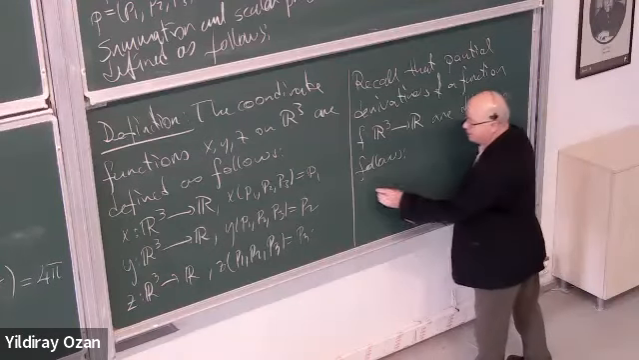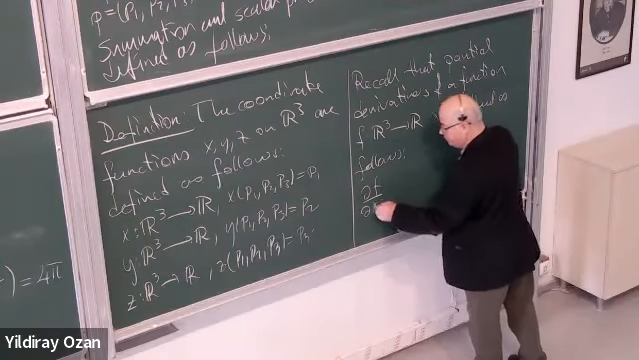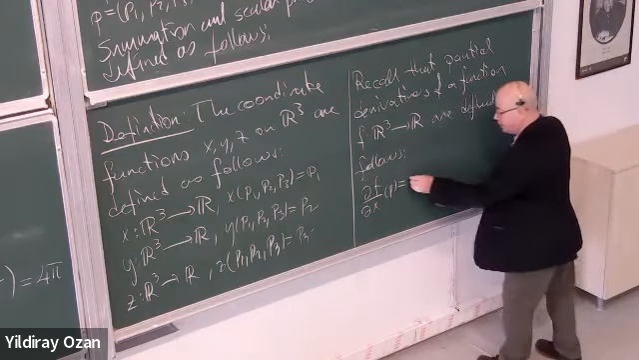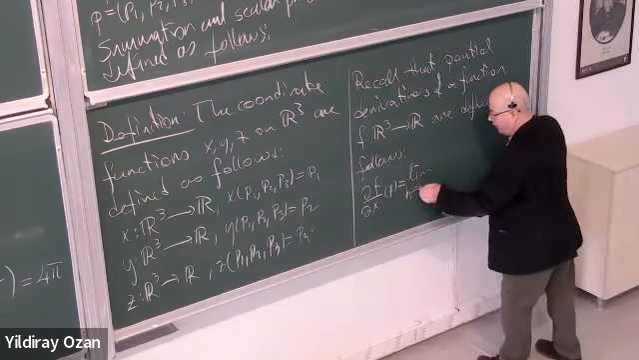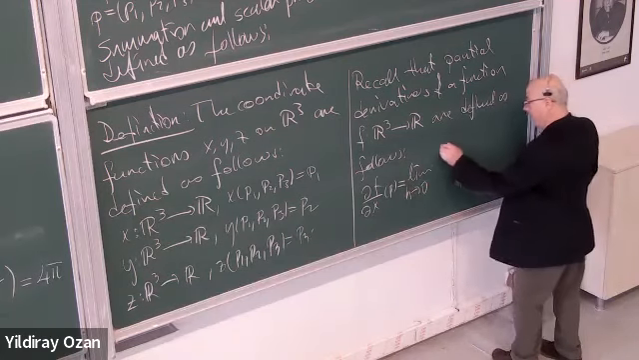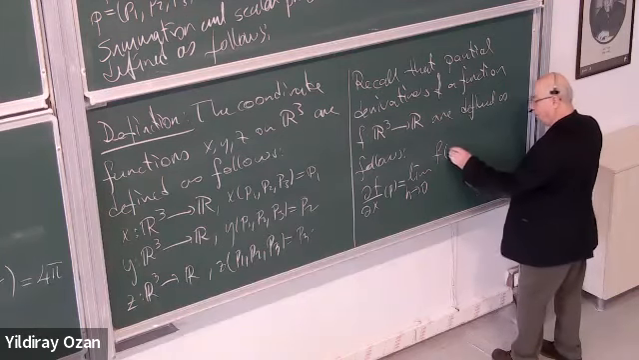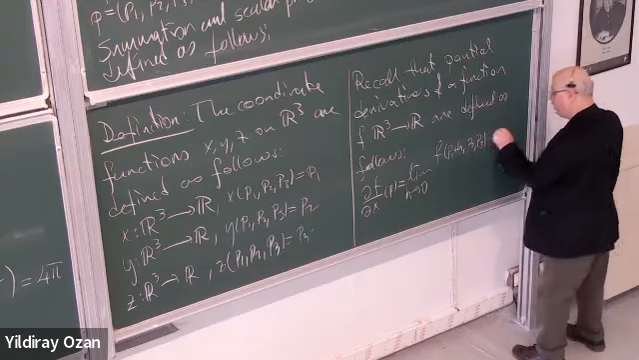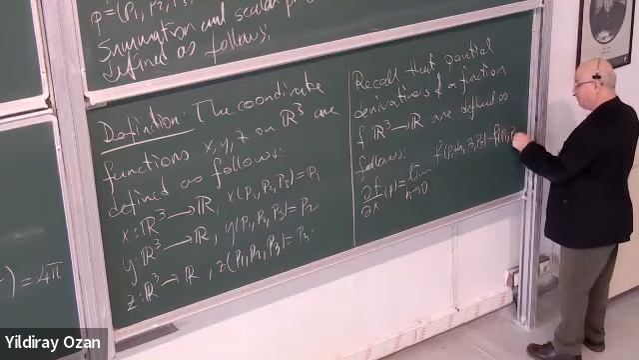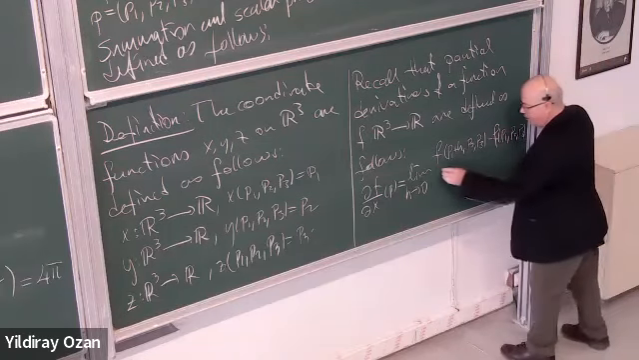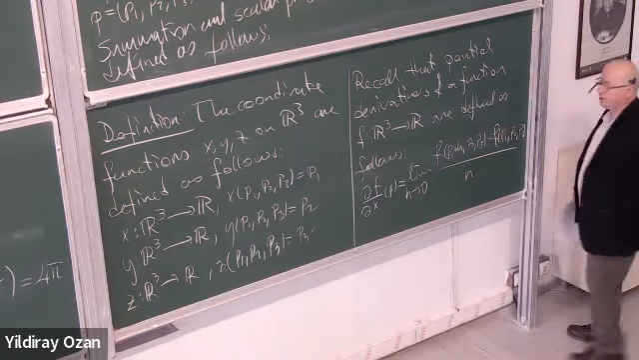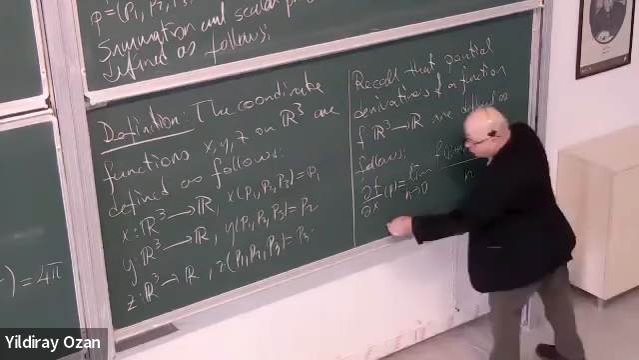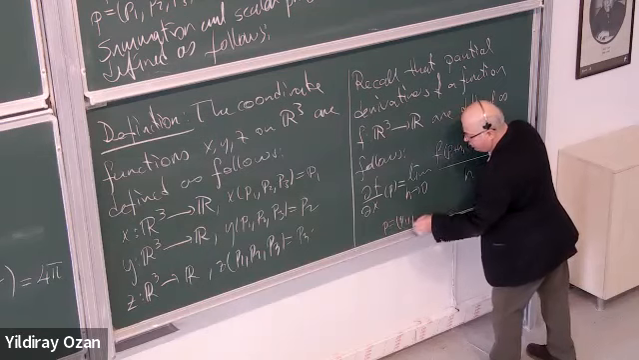So the x derivative of the function at a point P is just the limit as h goes to 0 of f of (P1 plus h, P2, P3) minus f of (P1, P2, P3), divided by h. Okay, this is the x derivative. Here, of course, P is a point in the space. It's a triple.